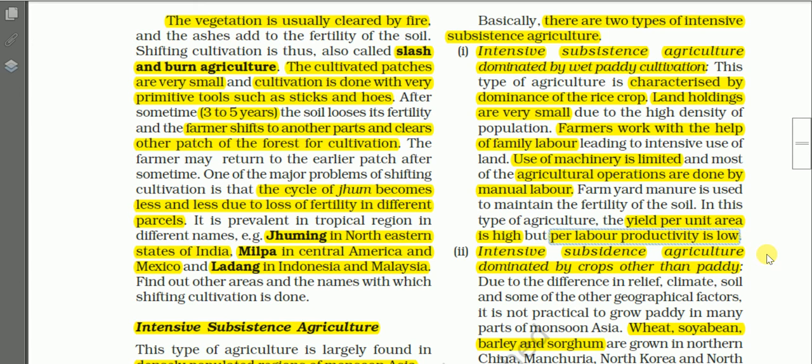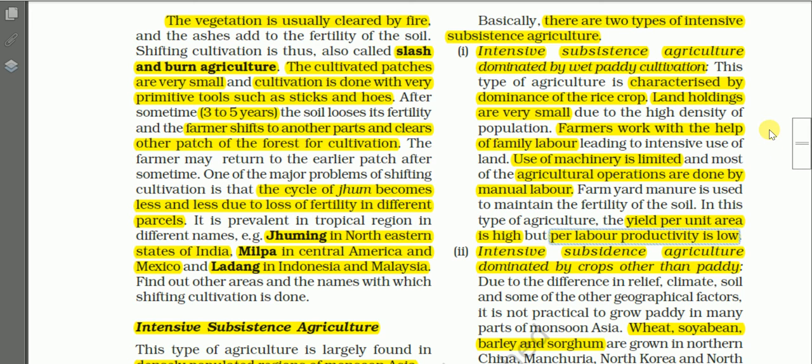Why? Can you tell me why the productivity per labor is low in this type of farming? See, we have known that this type of farming is practiced where the population density is very high. So on a piece of land, so many human beings are working there, and that is why if we divide the products by the number of people involved, then the quantity per labor, or per human being, is low.